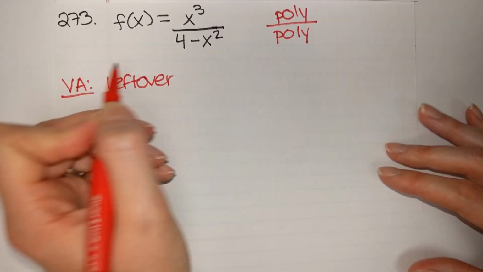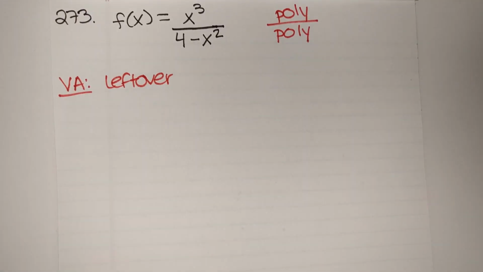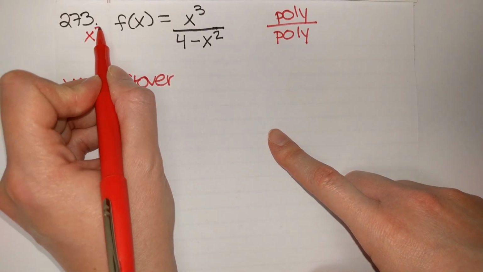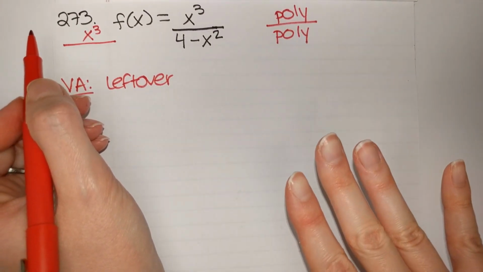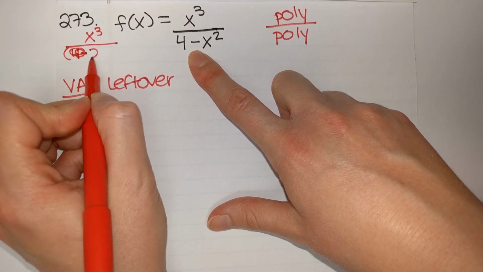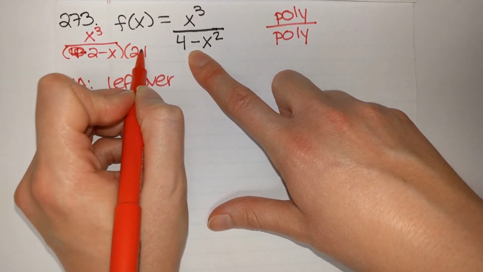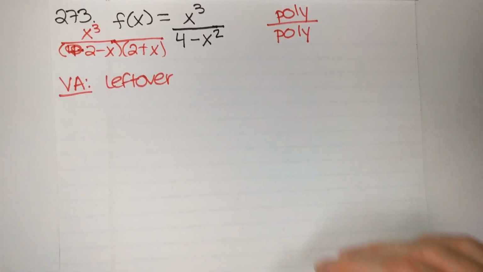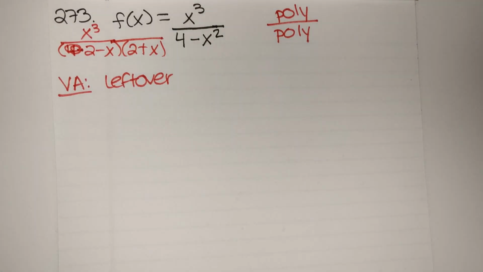So you do want to try to factor it, and when you try to factor it here, there's not too much you can do because this x cubed is not going to be factoring, and the 4 minus x squared becomes a 2 minus x and a 2 plus x. So even when you do factor it, nothing cancels out. So that means that the whole denominator is going to be left over.